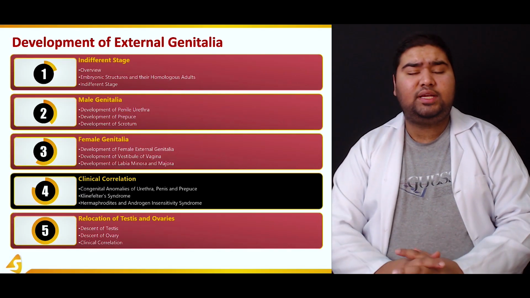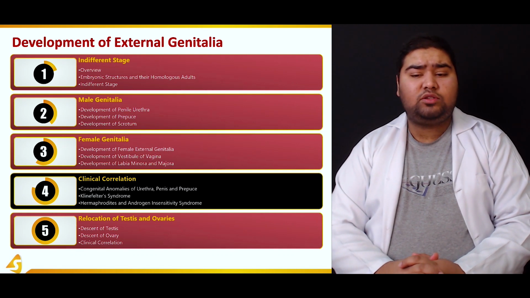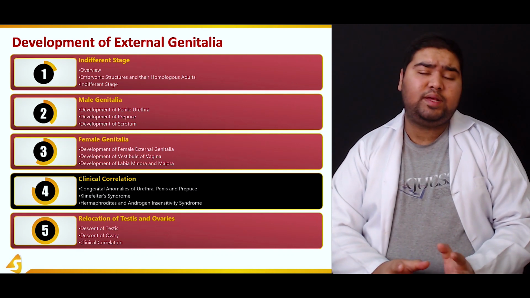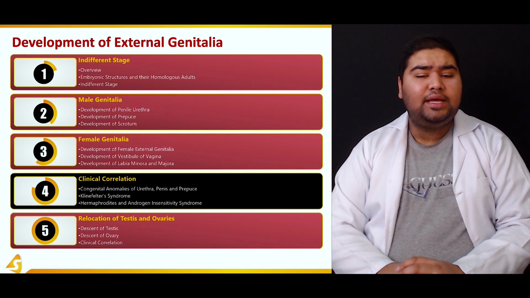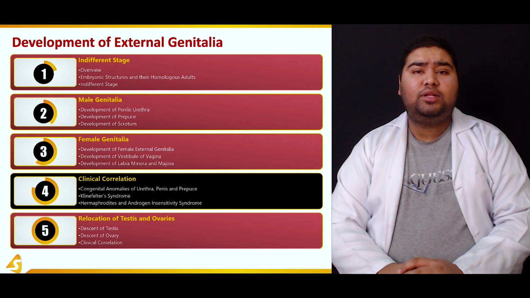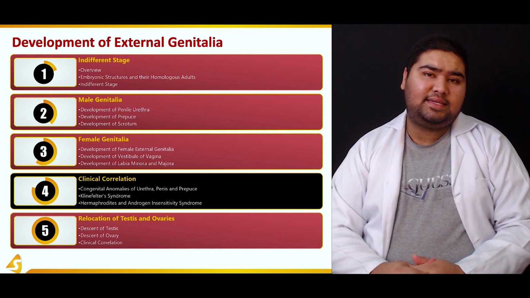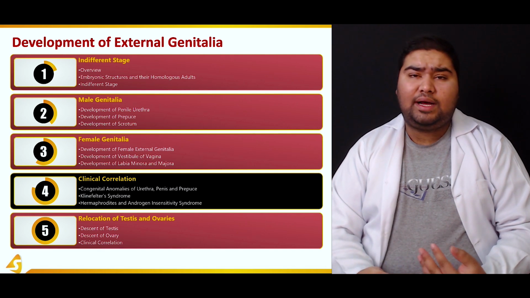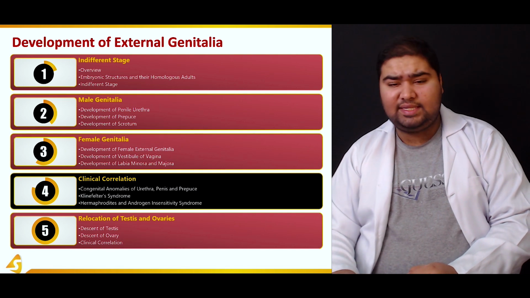We'll talk about the congenital anomalies of the urethra, the congenital anomalies of the penis and the prepuce. We'll see what happens if the developmental process does not go as planned. Then we'll see what Klinefelter syndrome is, a very important syndrome. And finally, we'll see what hermaphrodites are and what is the androgen insensitivity syndrome. So rather than going into the detail here, we'll go into the detail with the subsequent slides.